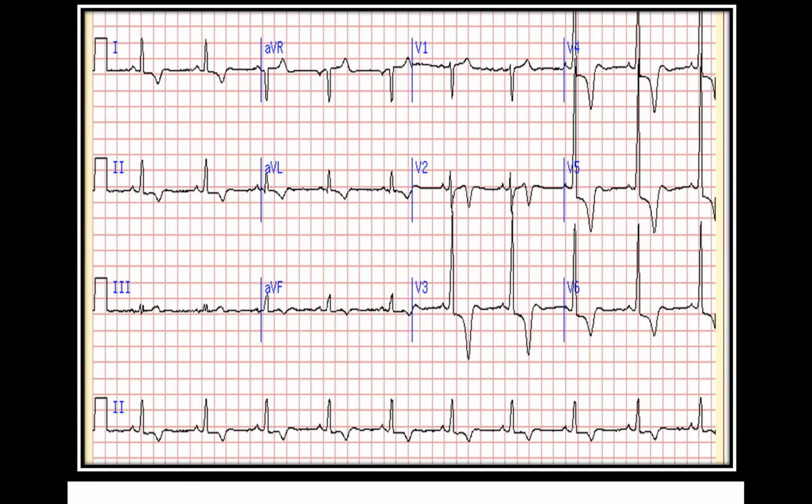Okay, what otherwise, other than the ST segment? There is LVH too. There is LVH. ST segment is depressed, yes. Okay.